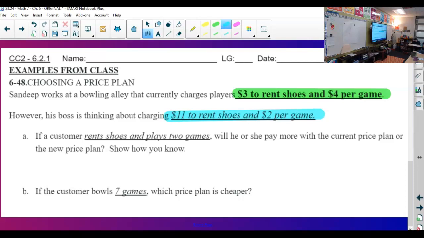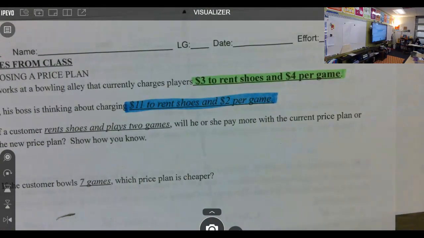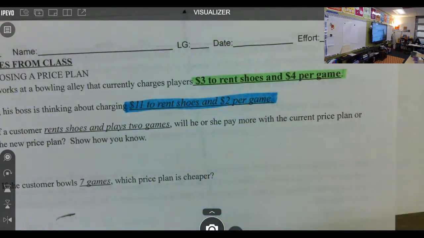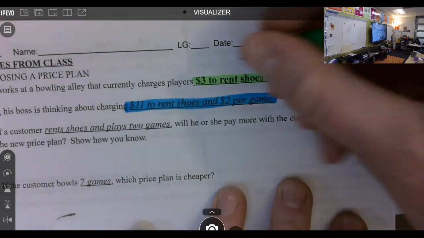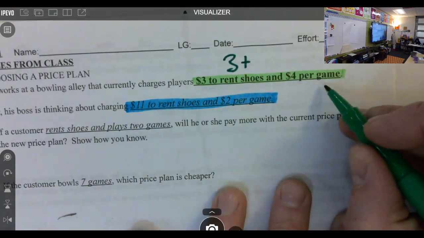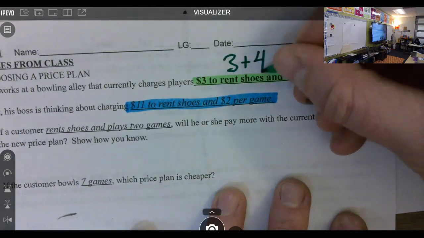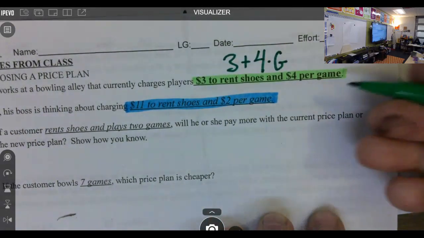Devin, if we were looking at our $3 to rent shoes, $4 per game, and we didn't know how many games we were going to play, could you help me write this out, with what we're going to pay if we don't know how many games? Ooh, $3 plus $4, but how many times will the $4 happen? Ooh, so I could say plus 4 times G, right? If I'm using G for games.